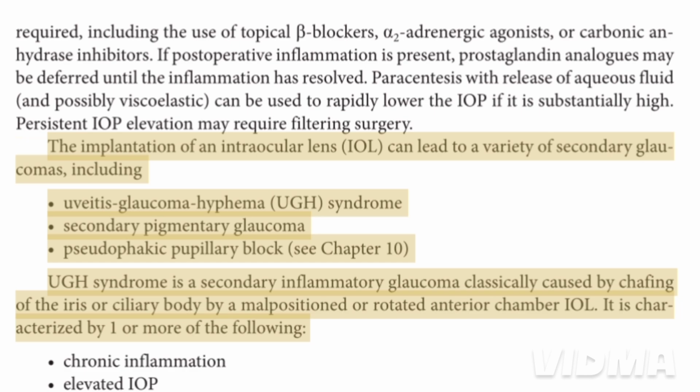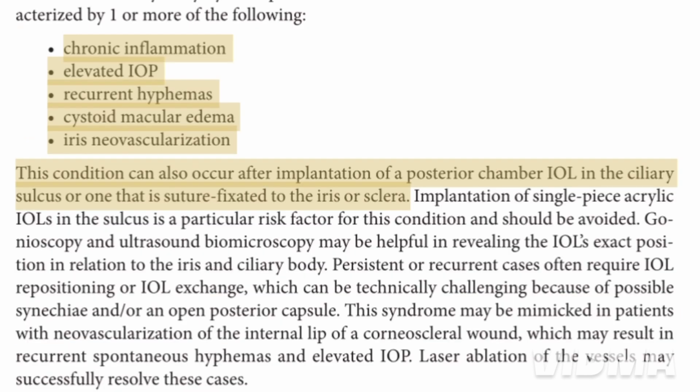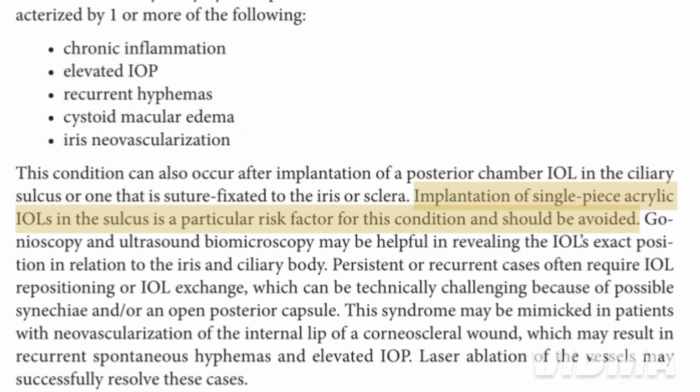UGH syndrome is a secondary inflammatory glaucoma classically caused by chafing of the iris or ciliary body by a malpositioned or rotated anterior chamber IOL. It is characterized by one or more of chronic inflammation, elevated IOP, recurrent hyphemas, cystoid macular edema, and iris neovascularization. This condition can also occur after implantation of a posterior chamber IOL in the ciliary sulcus or one that is suture fixated to the iris or sclera. Implantation of single-piece acrylic IOLs in the sulcus is a particular risk factor for this condition and should be avoided.